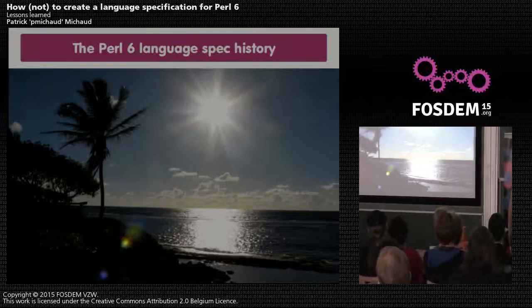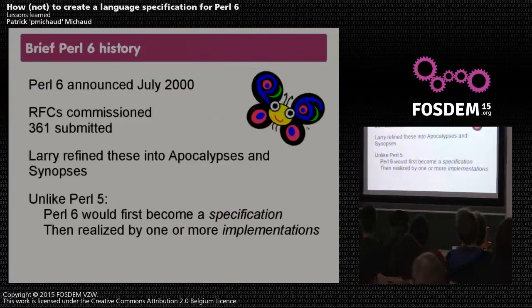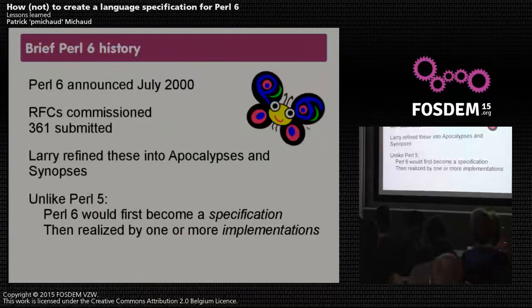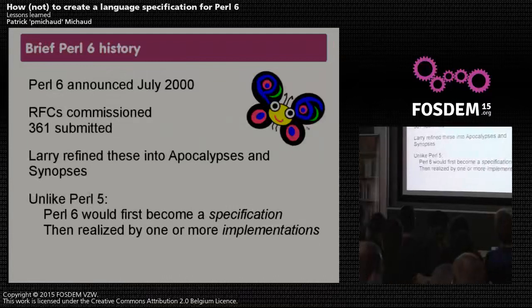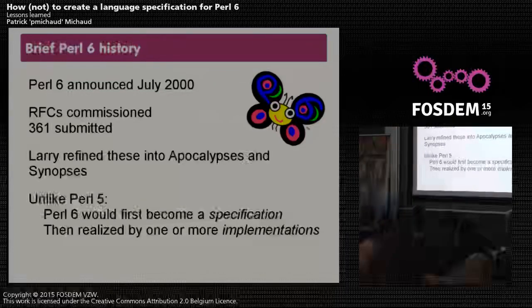And so let's look at the language specification history for Perl 6. This story has been told many, many times. Perl 6 was announced in July 2000. That was 14 and a half years ago. Ouch, right? There were a number of RFCs, or requests for comments, commissioned. Larry says that he expected to get about 20 things that we might fix in Perl 5 in order to make it Perl 6. And he got 361 that were all over the map.